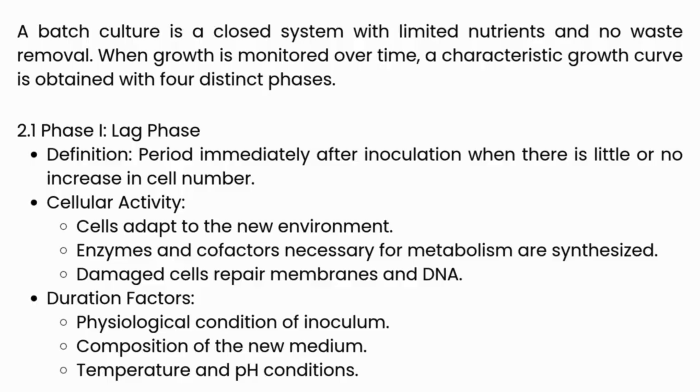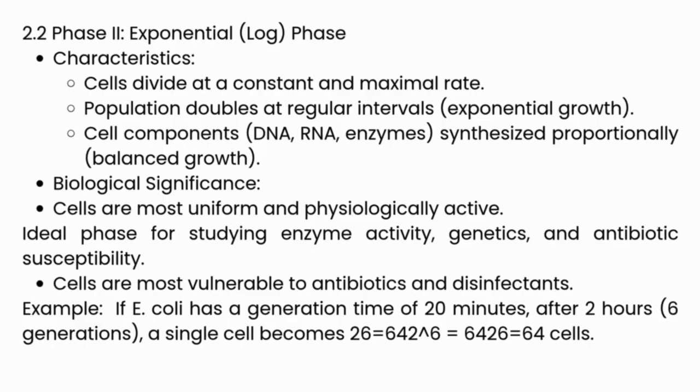The microbial growth curve. Batch culture dynamics. Batch culture is a closed system with limited nutrients and no waste removal. When growth is monitored over time, a characteristic growth curve is obtained with 4 distinct phases. Phase 1, lag phase. Period immediately after inoculation when there is little or no increase in cell number. Cellular activity: cells adapt to the new environment. Enzymes and cofactors necessary for metabolism are synthesized. Damaged cells repair membranes and DNA. Duration factors: physiological condition of inoculum, composition of the new medium, temperature and pH conditions.